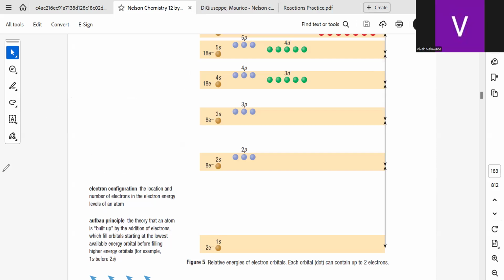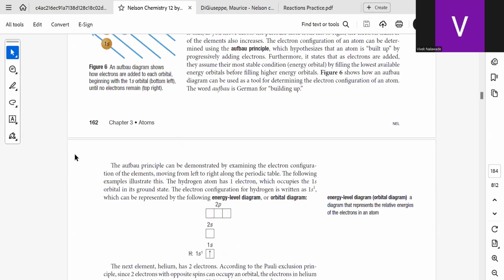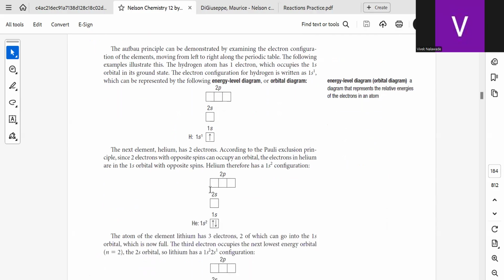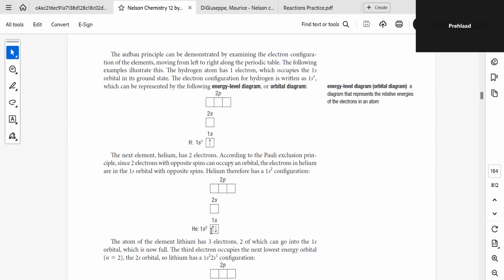So that is the concept of Aufbau's principle. Then that is what your energy level diagram is. So this is an energy level diagram. When we talk about hydrogen, 1s1, we represent the 1s orbital and we represent one electron. When we talk about helium, 1s2, we fill this orbital, and 2s and 2p are empty.